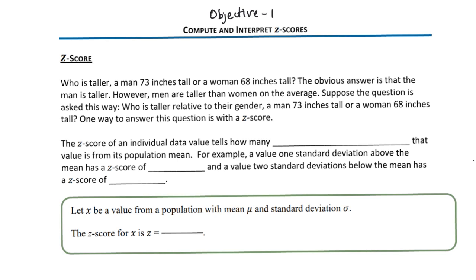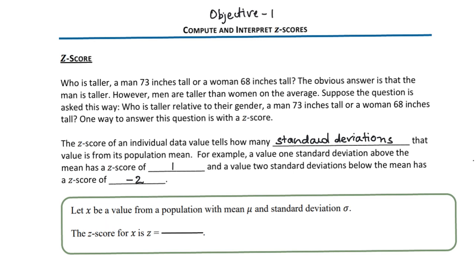One way to answer this question is with a z-score. The z-score of an individual data value tells us how many standard deviations that value is from its population mean. For example, a value 1 standard deviation above the mean has a z-score of 1, and a value 2 standard deviations below the mean has a z-score of -2. So, if it is above the mean, the z-score will be a positive number. If it is below the mean, the z-score will be negative.